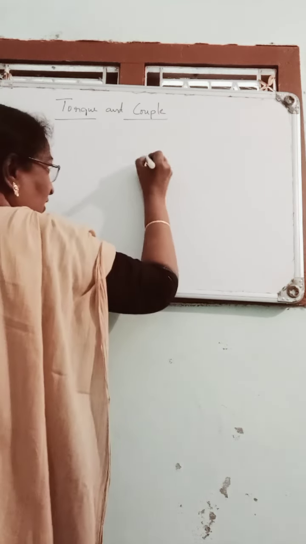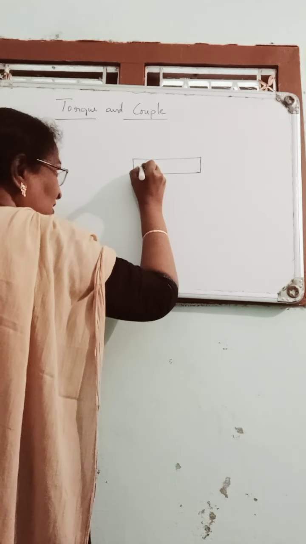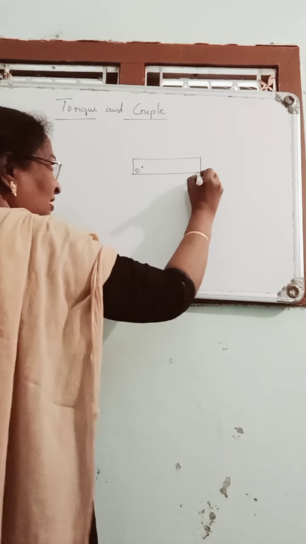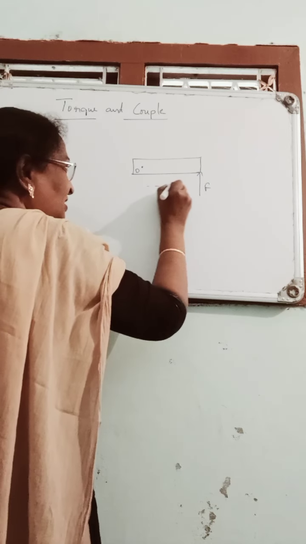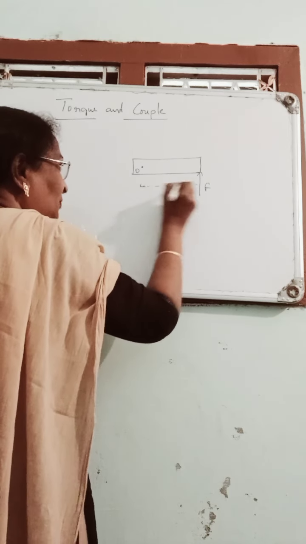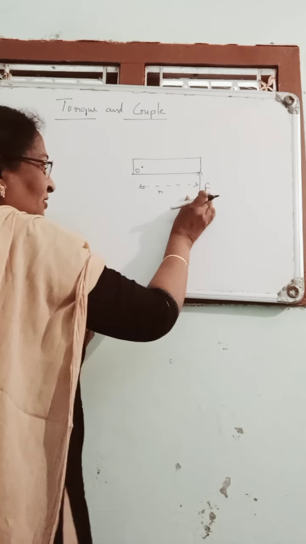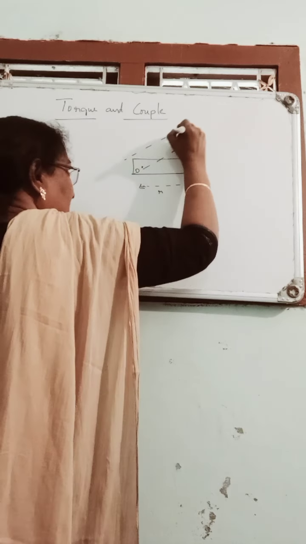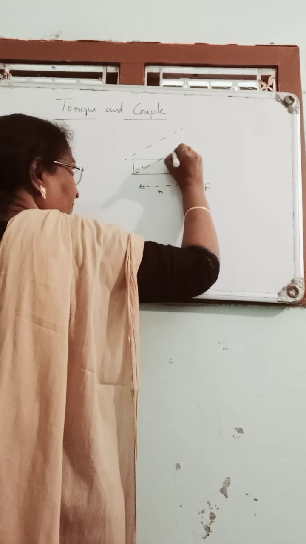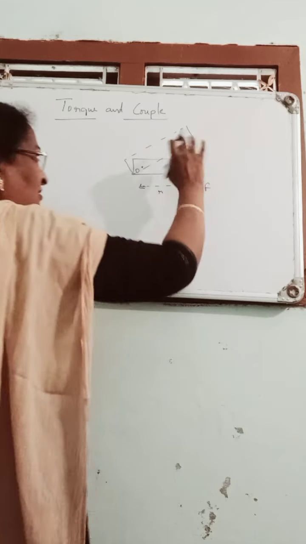This is the rigid body. O is the point where this rigid body is fixed. Then apply force F on this rigid body, and r is the distance between the fixed point and the point of application of the force. Now, due to the application of the external force, this rigid body takes a new position, like this. Now we can say that this rigid body experiences torque.